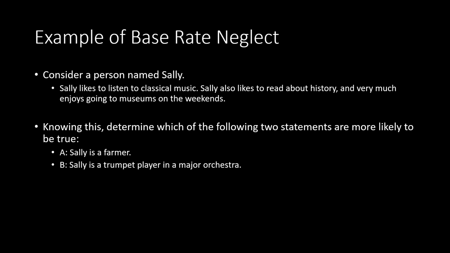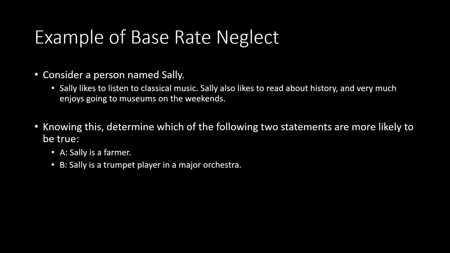That being said, in this case, we are ignoring the rates at which farmers and trumpet players in major orchestras occur in the United States of America, let's say. And by doing so, we're not actually going to make accurate estimations of which is true, because that original statement about her liking classical music, reading history, and going to museums doesn't actually give us any information about whether Sally is a farmer or a trumpet player.